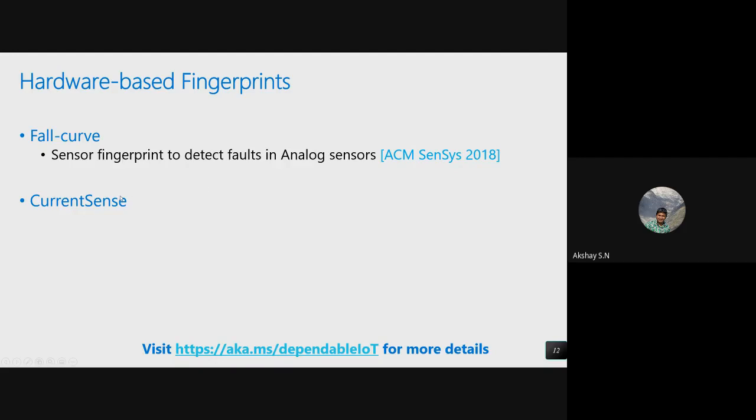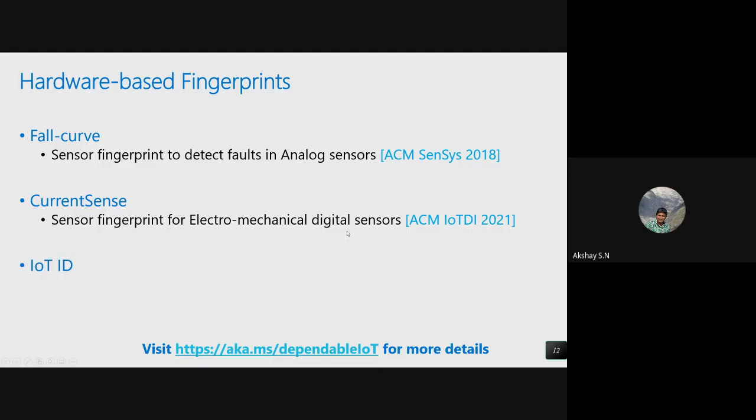The second fingerprint we have designed is called current sense, which is a fingerprint to detect faults in electromechanical digital sensors. This work again is presented in a top conference called IoT DI. And finally, we also have a fingerprint called IoT ID, which is an IoT identifier that assigns each IoT device a unique identifier. That work is again presented in IoT DI 2020. All these are published work.